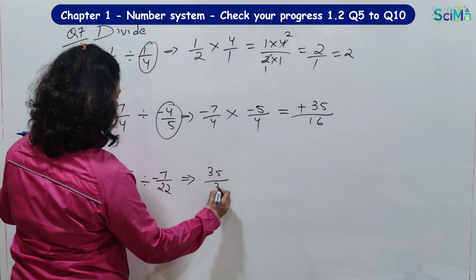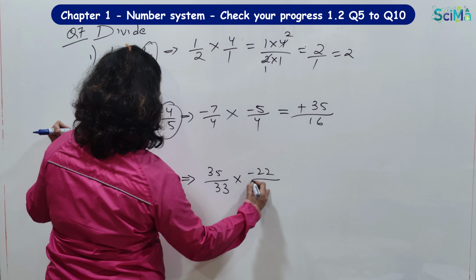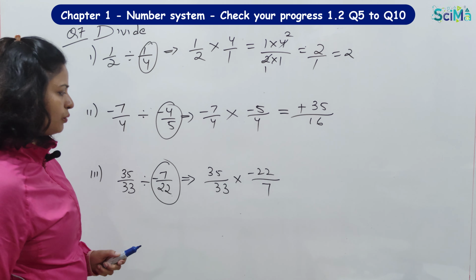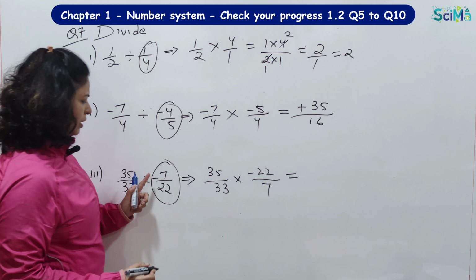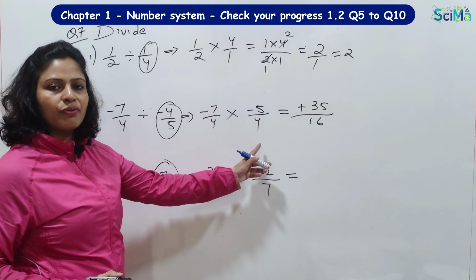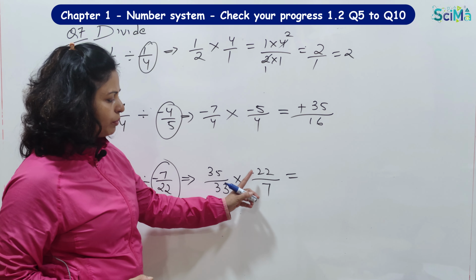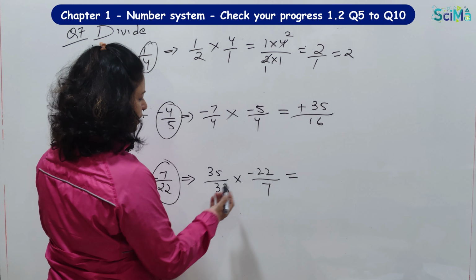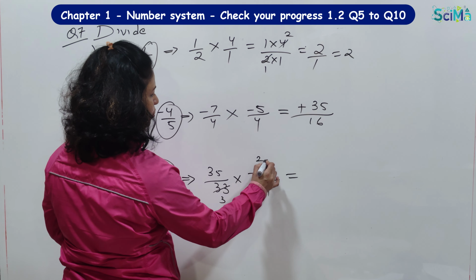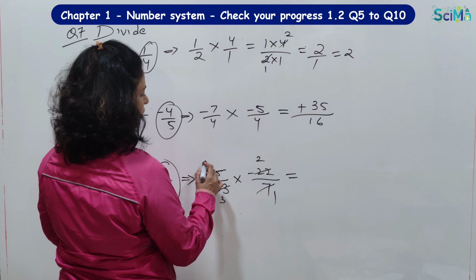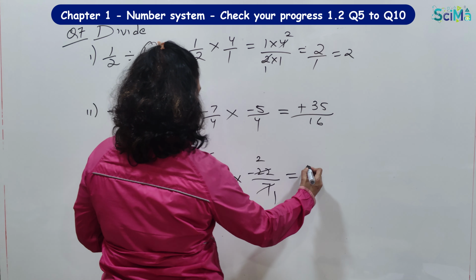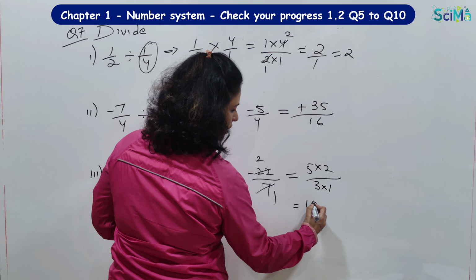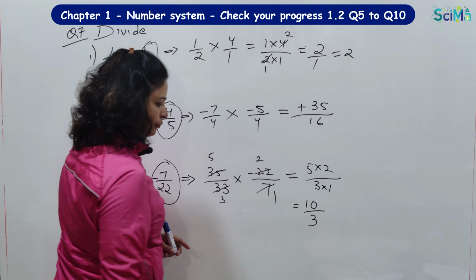Here 35 by 33 into minus 22 by 7, the reciprocal of minus 7 by 22. So see here, I am not writing the minus in the denominator because we have to write in the standard form. That's why the negative number is always in the numerator. So here what you can do is cancellation. See, you can cancel: 11 3s are 33, 11 2s are 22, and 7 1s are 7, 7 5s are 35. So you get 5 into 2 by 3 into 1. So you get 10 by 3.